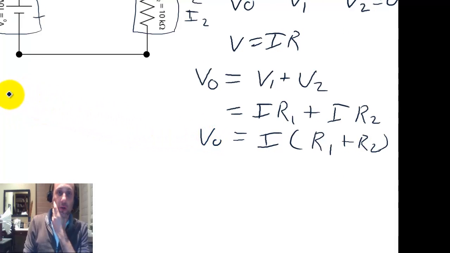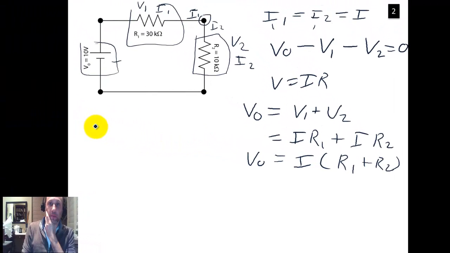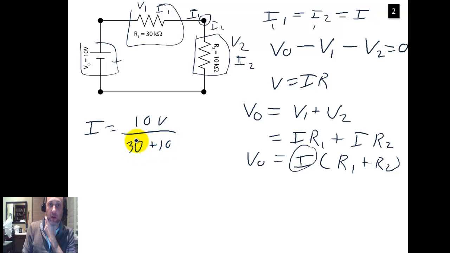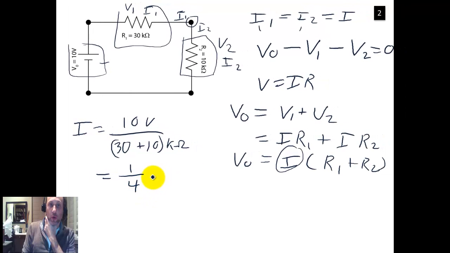So let's go over here. We know R1 and R2. We want to know the current. We know V naught is 10 volts, so we can say the current equals 10 volts divided by 30 plus 10 kilo ohms, which equals basically a quarter of a milliamp.